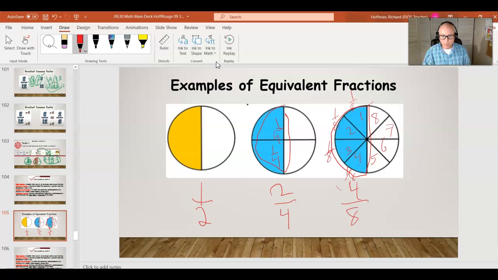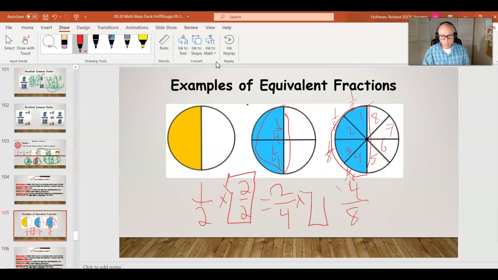And you can go backwards. So if we go this way, we really multiply. What are we multiplying by here? If we go 1 over 2, what do we multiply 1 by to get 2? 2. So whatever you do on the top, you do on the bottom. 1 times 2 is 2. 2 times 2 is 4. What do we multiply here by?